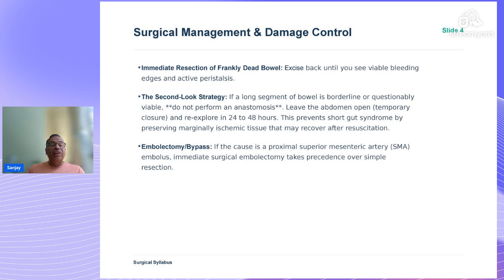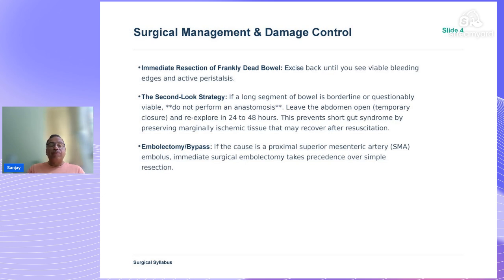Take chances and excise a bit short of them to preserve the bowel, because you don't want to do a relook or refashion the edges again in a second surgery, which may not be well tolerated by the patient who is already in a poor general condition. The second look strategy should always be kept in mind.